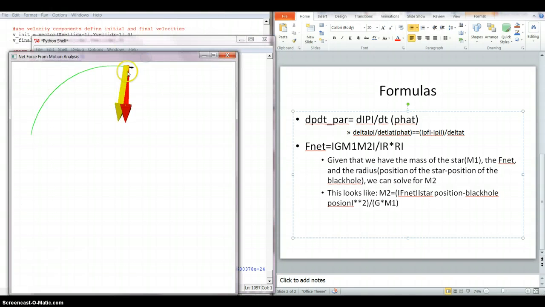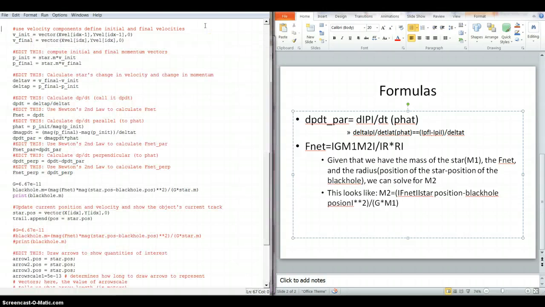In the visual model, we can see that here the black arrow is the net force parallel, or dP dt parallel. The yellow is the dP dt perpendicular, and the red arrow here is the net force, which is going towards the mass of the black hole. We can set the net force to dP dt and everything else like that because the net force and dP dt are the same numerically. The difference is that dP dt is the cause of the motion. We can observe the changes in the momentum and time, while the net force is simply the effect of the motion. It is the force behind the movement.